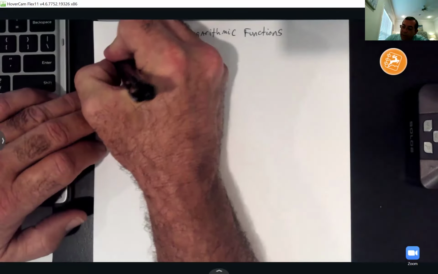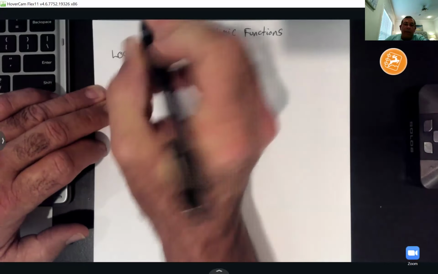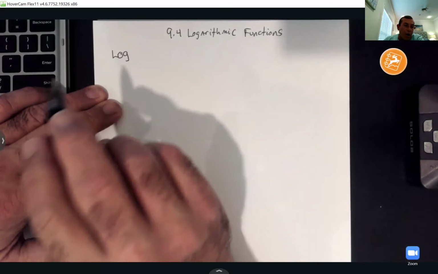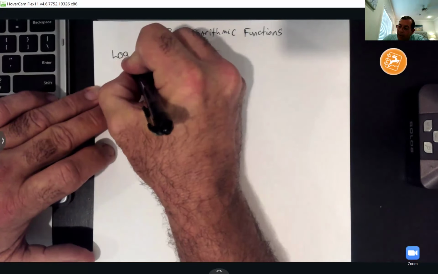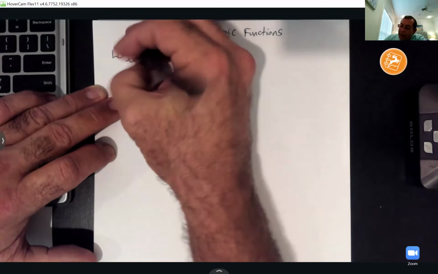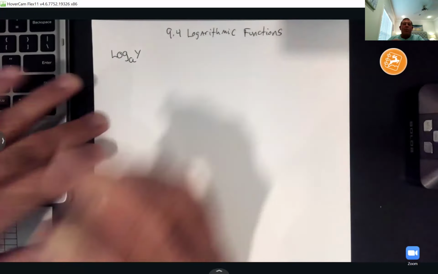Alrighty, so this is log, short for logarithm. That's a subscript A and then a Y.